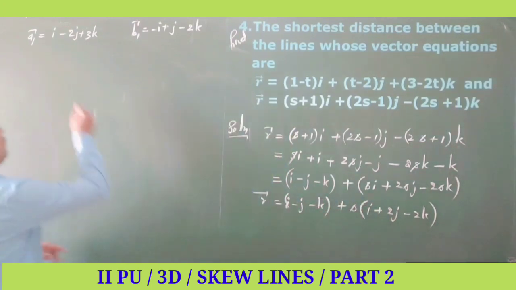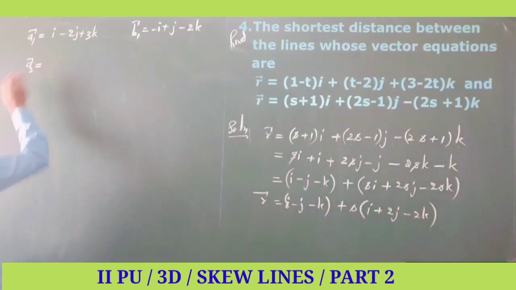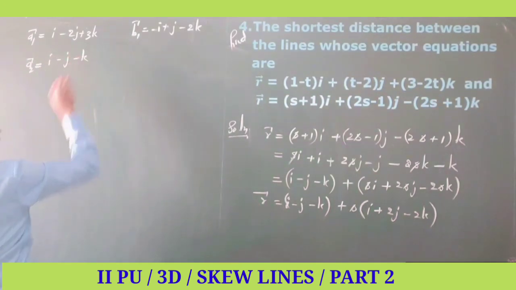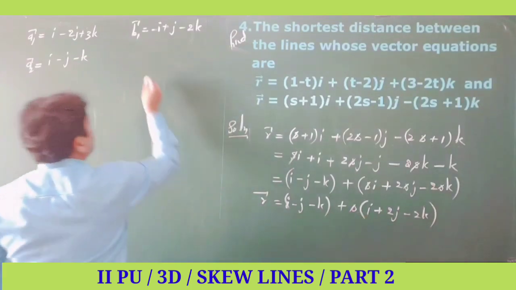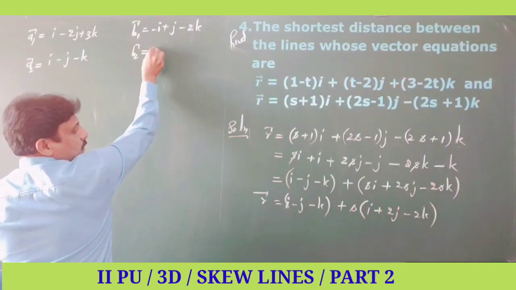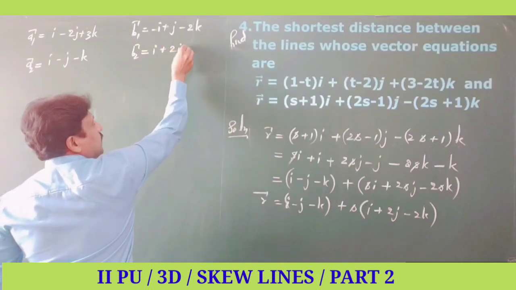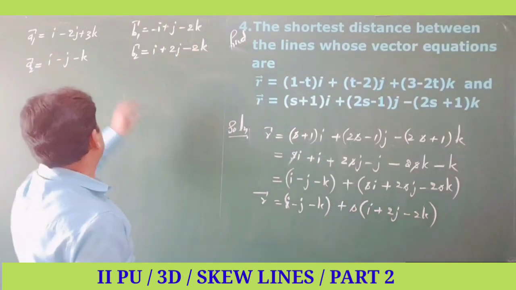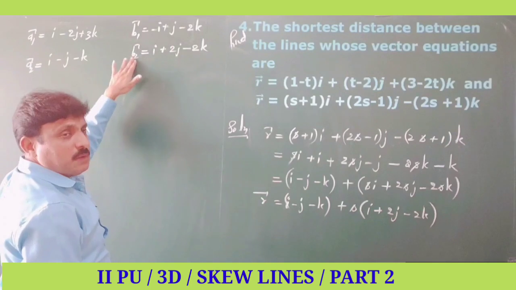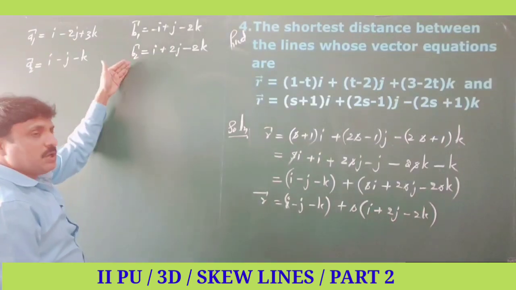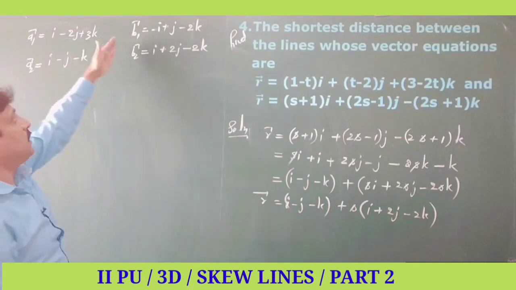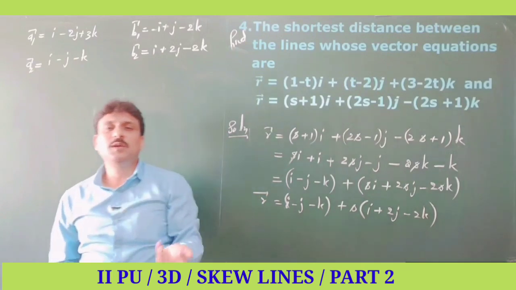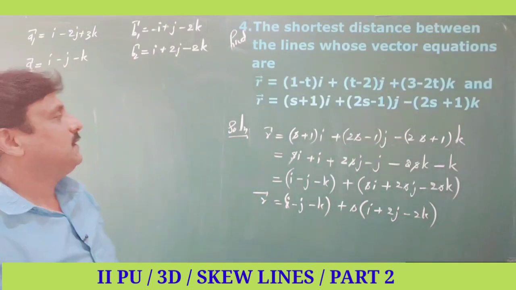Compare. What is a2? a2 equals i minus j minus k. What is b2? b2 equals i plus 2j minus 2k. The rest is the same: find a2 minus a1, find b1 cross b2, find the magnitude of b1 cross b2, then calculate b1 cross b2 dot a2 minus a1, write the formula, substitute and simplify, and we get the shortest distance. Write down.